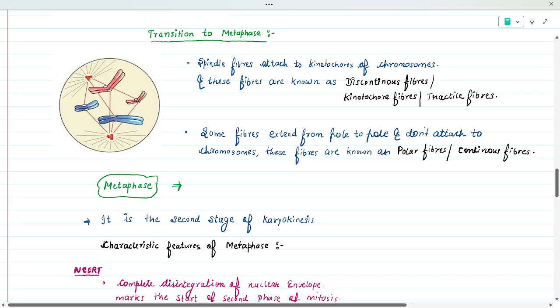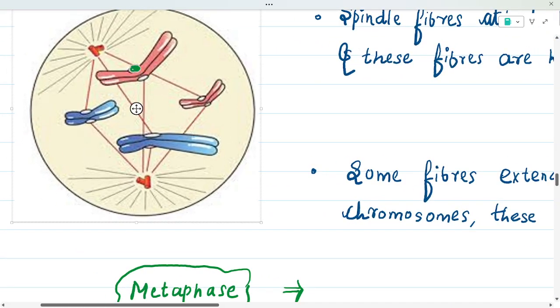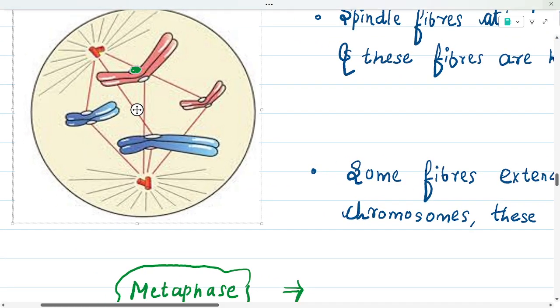When prophase ends, before entering metaphase, there is a phase known as prometaphase, or a transitional phase from prophase to metaphase. In this phase, there are spindle fibers which can be clearly seen. This point here, this white point, is known as the kinetochore. This disc-like structure is known as the kinetochore.